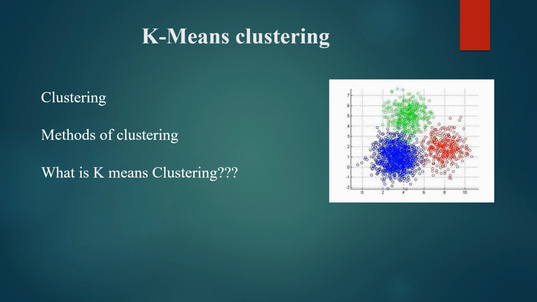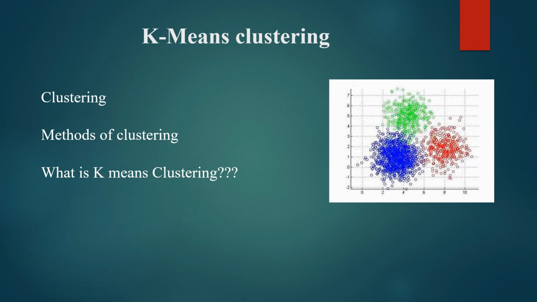Methods of clustering. We use different methods in clustering. Those are distributed based method, centroid based method, connectivity based method, density based method, and subspace clustering. K-means algorithm comes under centroid based method.